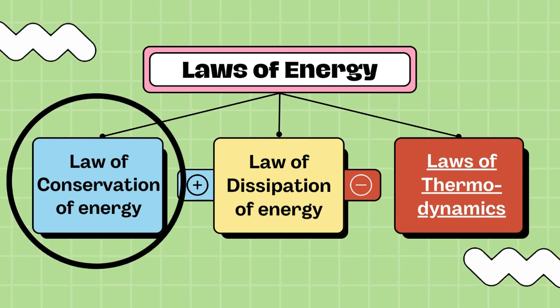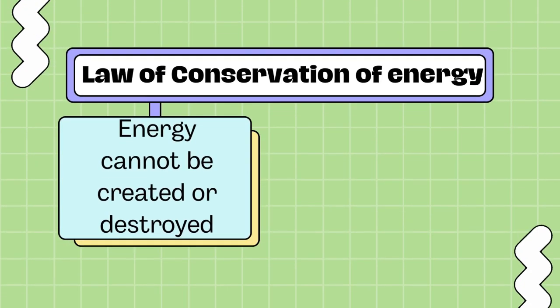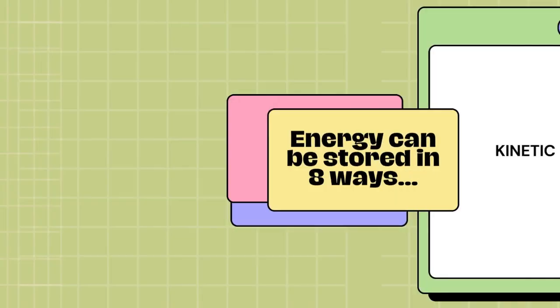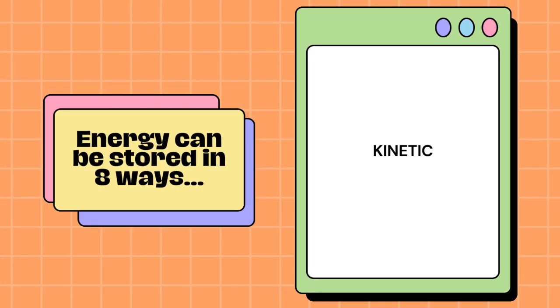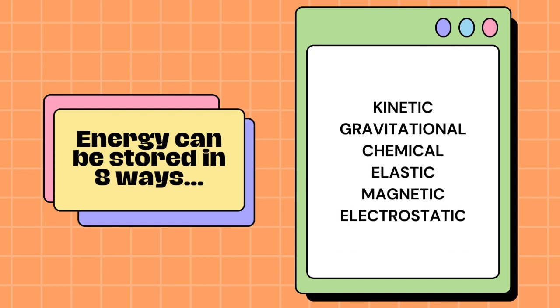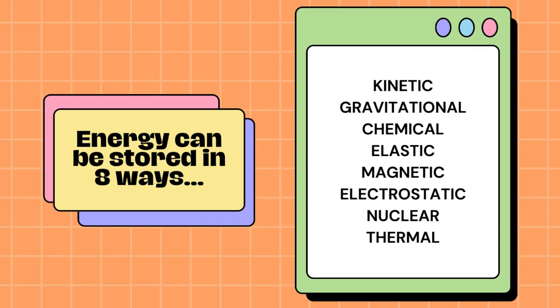Let's start with the law of conservation of energy. This law states that energy cannot be created or destroyed. Instead, energy is transferred from one energy store to another via an energy pathway. Energy can be stored in 8 ways: kinetic, gravitational, chemical, elastic, magnetic, electrostatic, nuclear, and thermal.